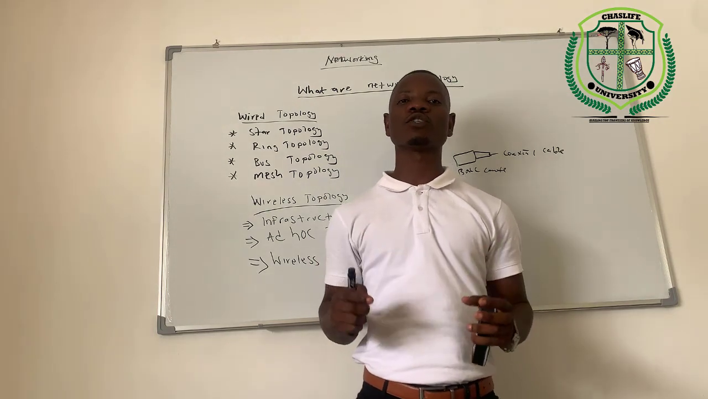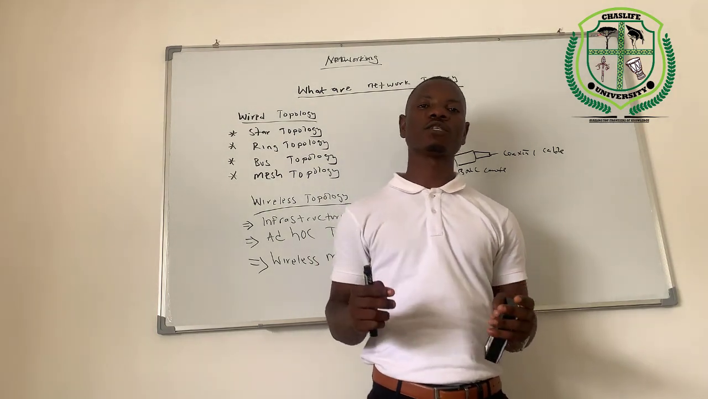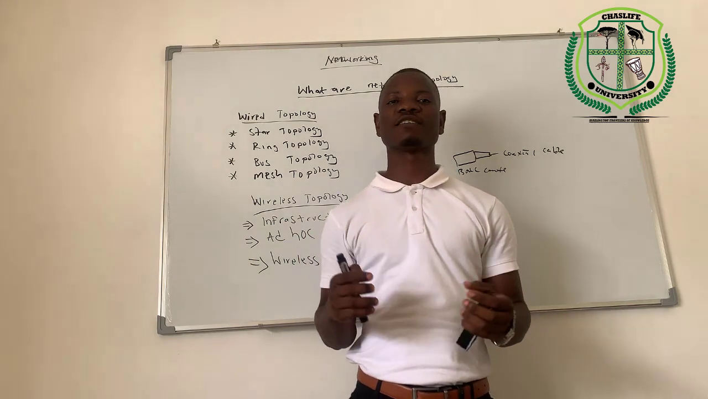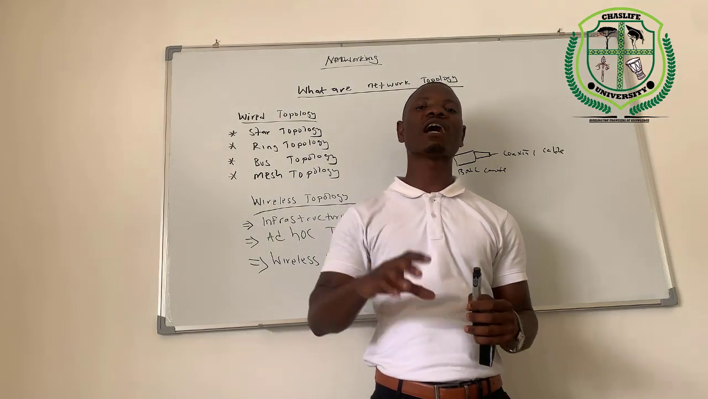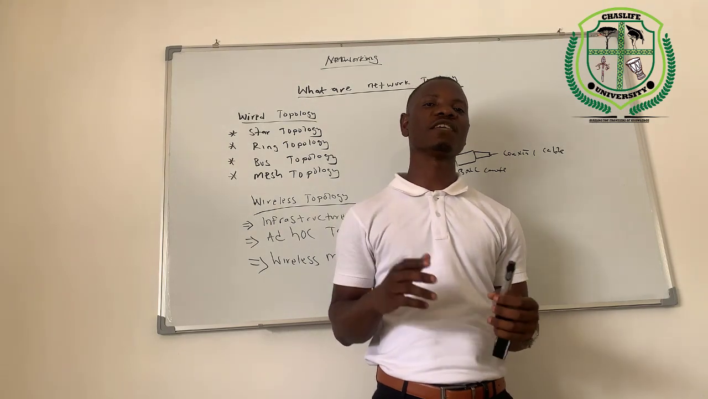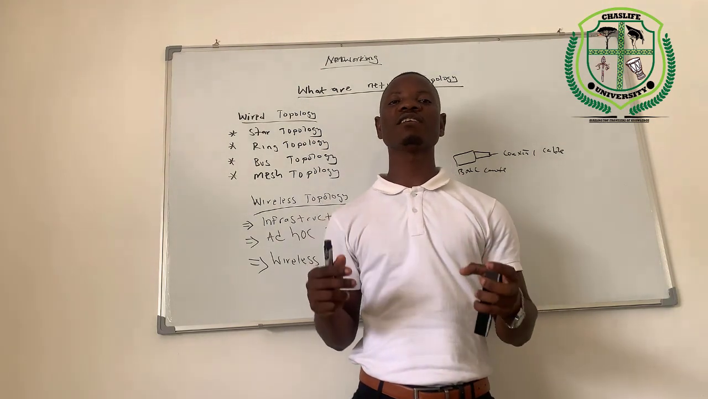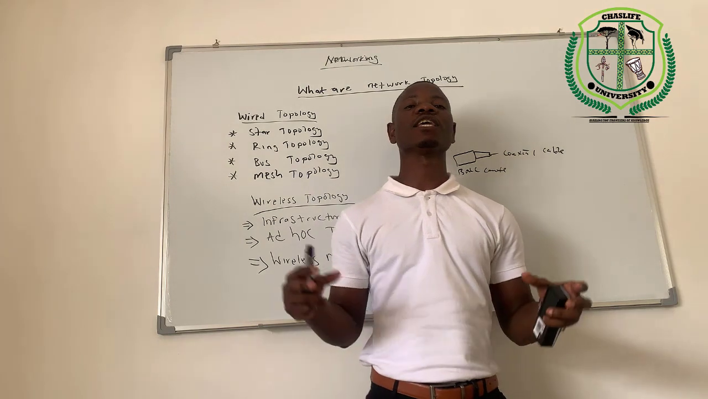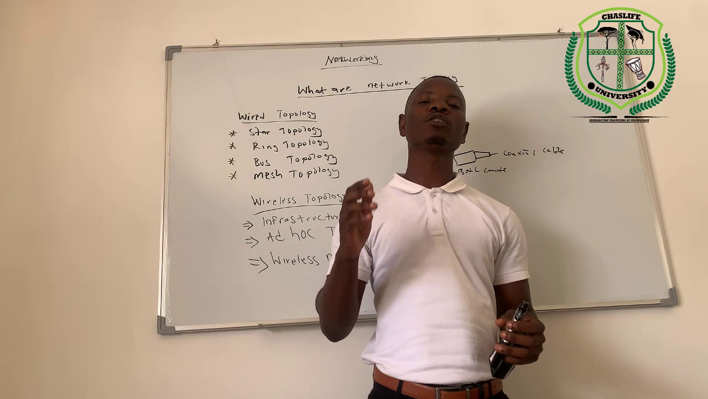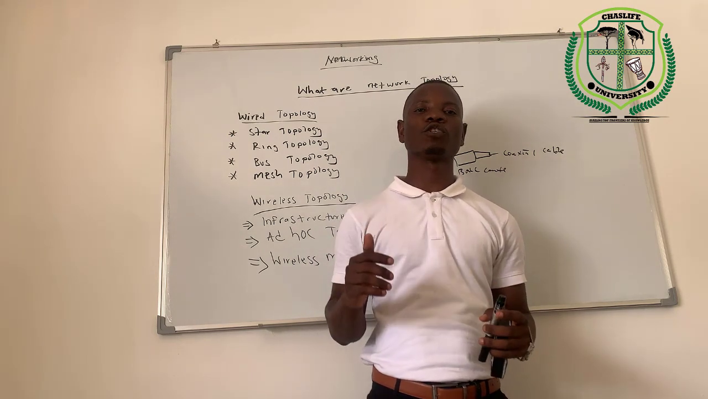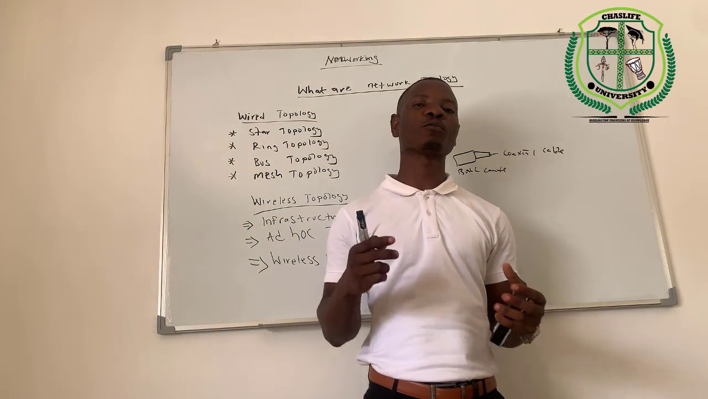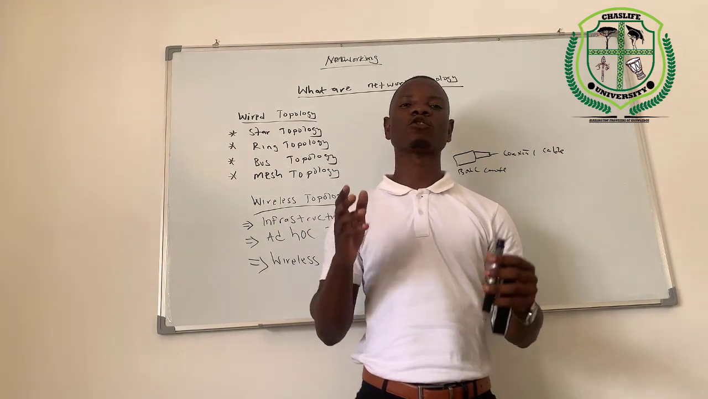Network topologies are laid out on how networks communicate with different devices. The way different devices are able to communicate creates what we call a topology. Now, there are two types of network topology: wired topology and wireless topology.